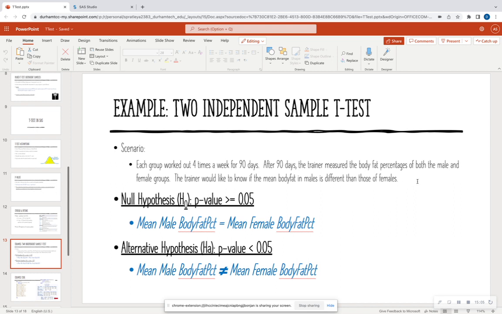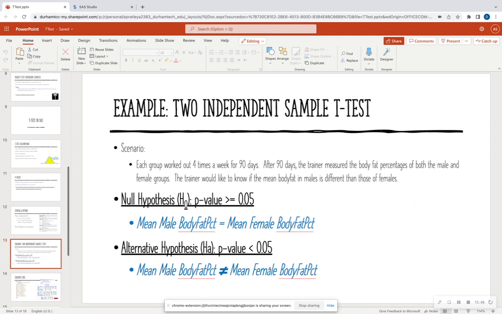So I have 2 groups, male and female. I have my numeric variable of body fat percentage. The null here is that the mean male body fat percentage is equal to the mean female body fat percentage, right? And if I get a p-value that's greater than or equal to 5%, I'm going to fail to reject the null, meaning that both male and female mean body fats are equal. Alternatively, the mean male body fat percentage does not equal the mean female body fat percentage. And that's going to be if I have a p-value less than 5%.